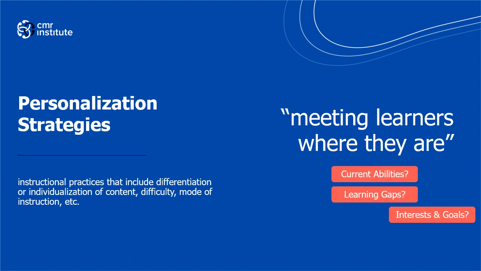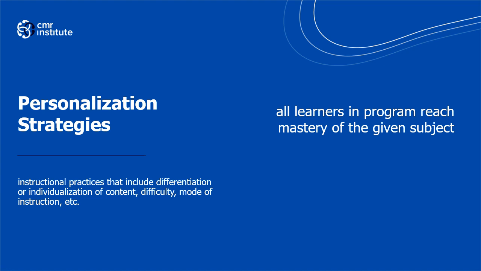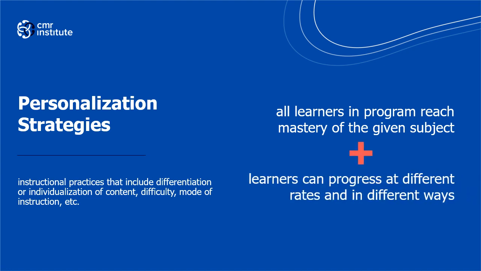What are their interests and goals? It is the acknowledgement and support of a framework that says both of these things can be true. One, that the end goal is that all learners in a course or program reach mastery of the given subject. And two, that it's okay for learners to progress to mastery at different rates and in different ways. In this view, one-size-fits-all learning is more likely one-size-fits-none.